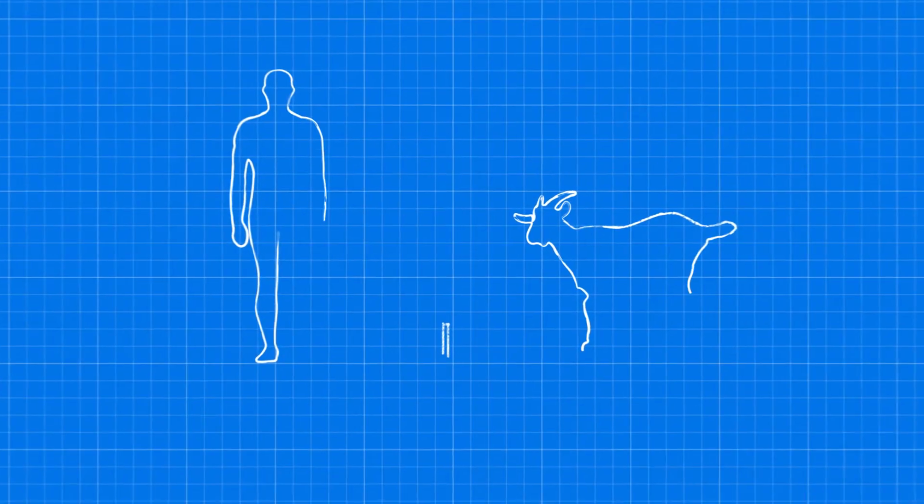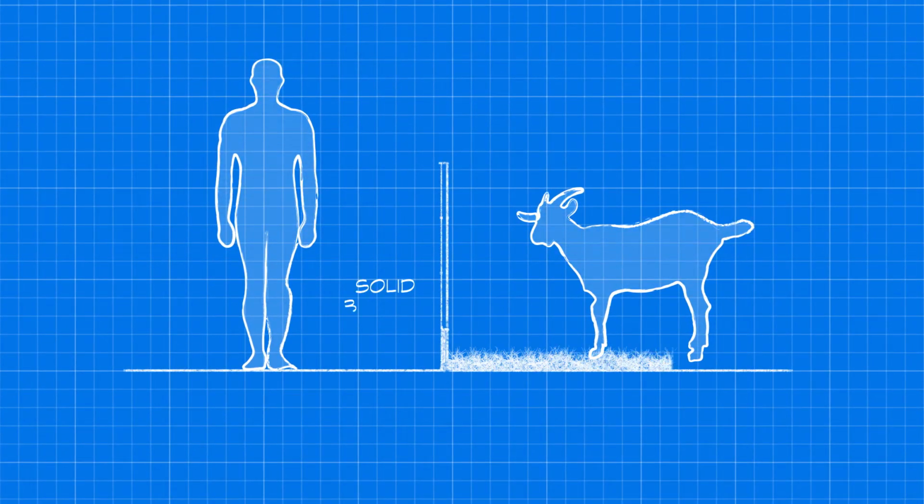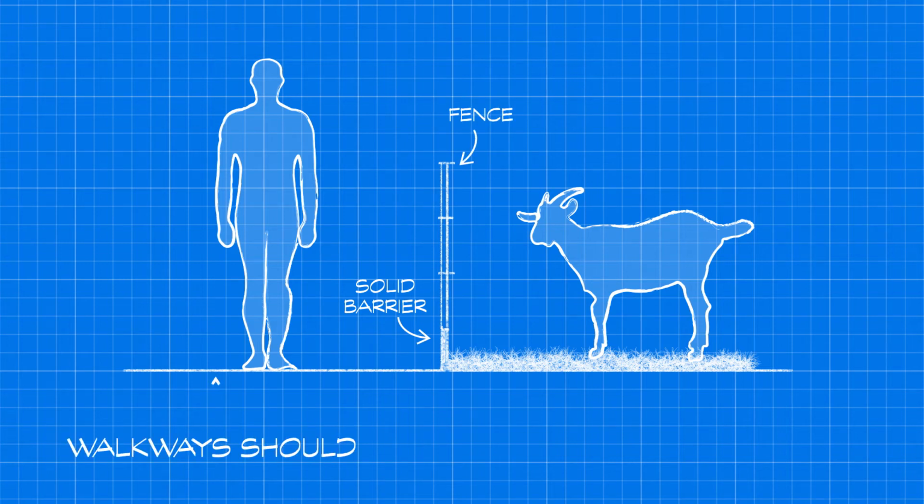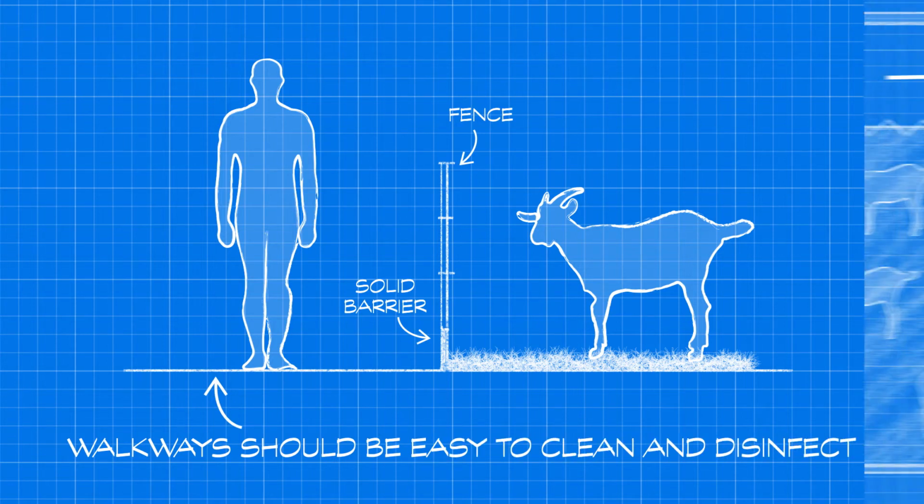Using solid pen barriers along the ground to minimize contaminating visitor walkways with soiled bedding may reduce contamination of clothing and shoes. Finally, walkways and barriers should be easy to clean and disinfect.